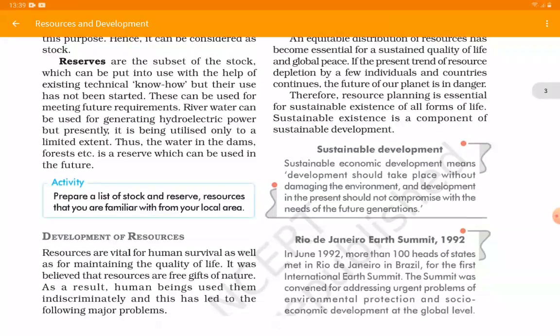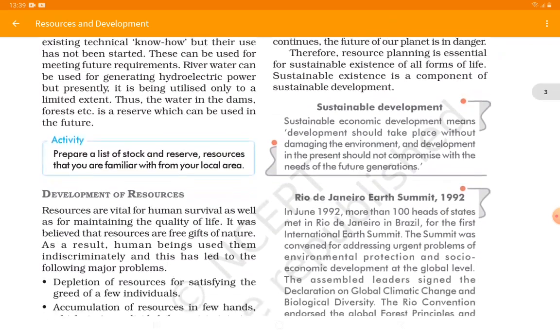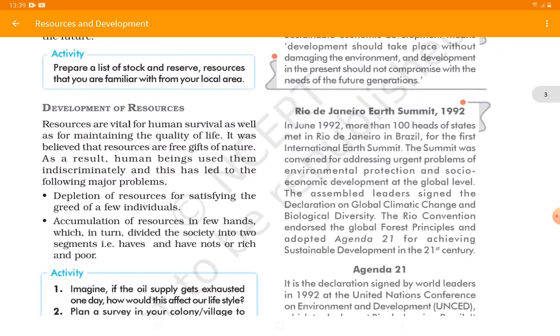There is an activity further. Prepare a list of stock and reserve resources that you are familiar with from your local area.